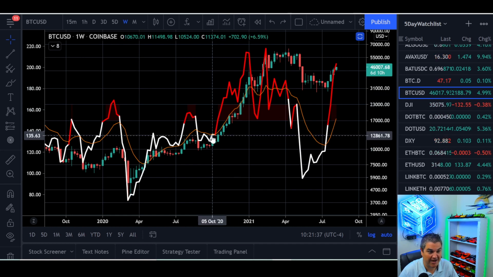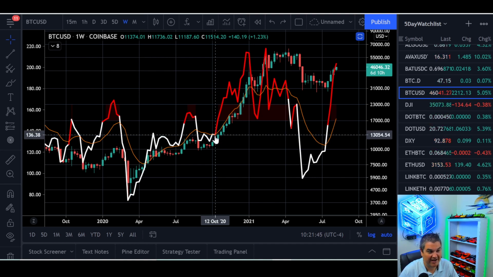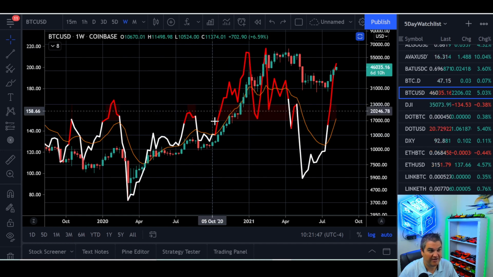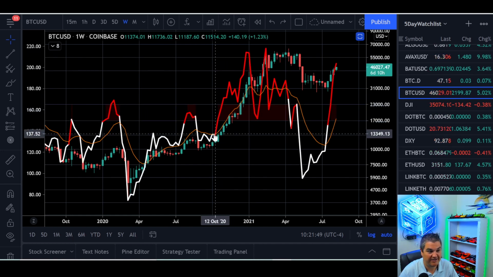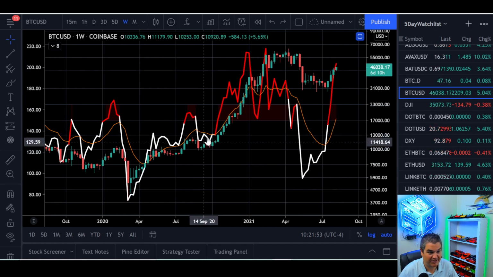Look at the last time this happened. When we were low, look at the prices we were at. 11,000? We're at 11,000 Bitcoin. Last time we had this big upswing of prices, we changed from white to red. Look at this big move. Does this look pretty similar? Look at this jig jag.